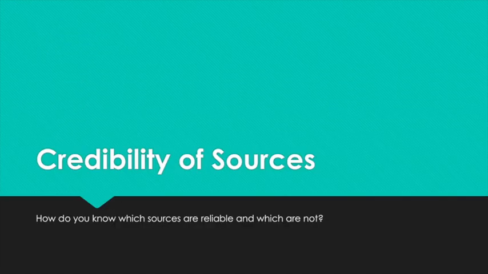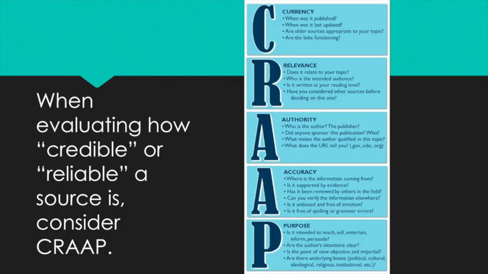So how do I know which sources are reliable and which are not? So this is just a quick guide on how to figure out if a source is reliable or not. So how current is it? When was it published? When was it last updated? If it's a study that was done, you don't want it to be too outdated. Are older sources appropriate to your topic? Are the links functioning? So if the links don't work on the website that you're using, then someone has not updated it. So it's not current anymore.